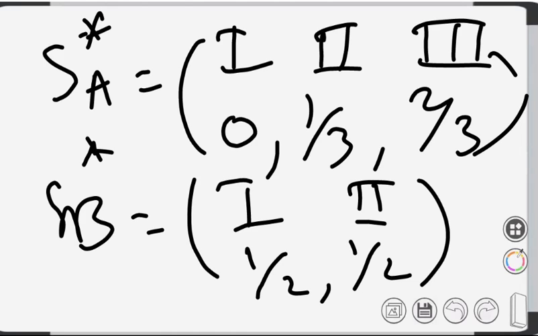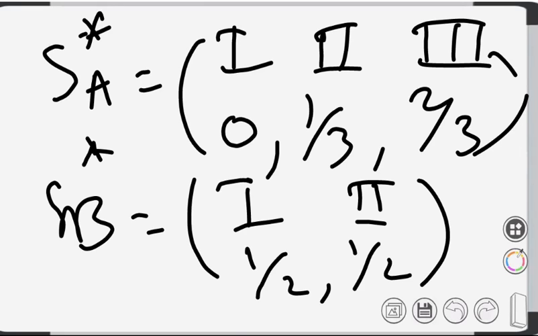What is the meaning of this mixed strategy? A has three strategies: one, two, and three. He will never play strategy one, but out of three times, he will play strategy two one time and strategy three two times. And for B, out of two times, he will play strategy one once and strategy two twice. So that is a mixture of strategies.